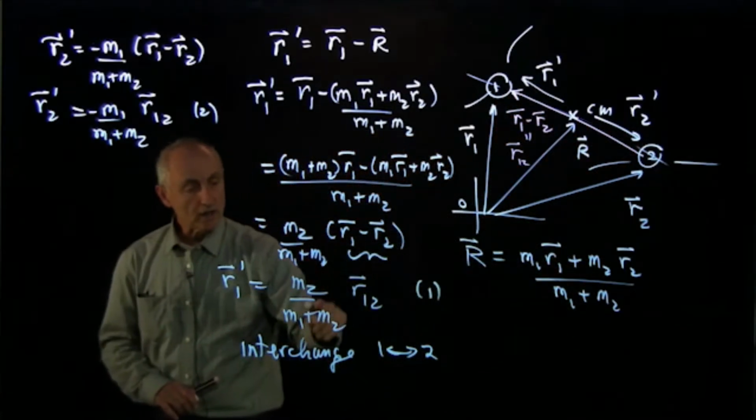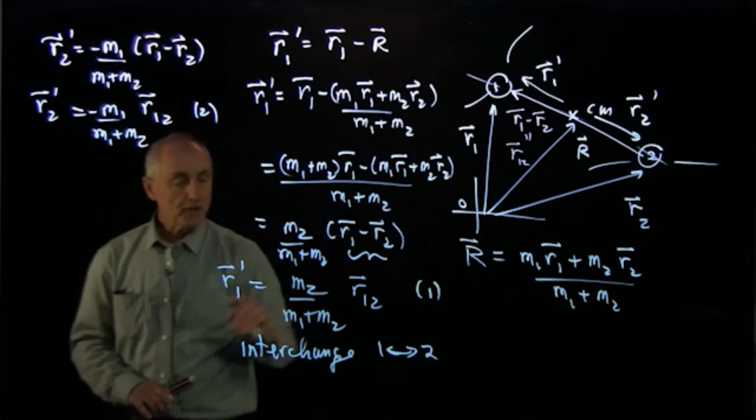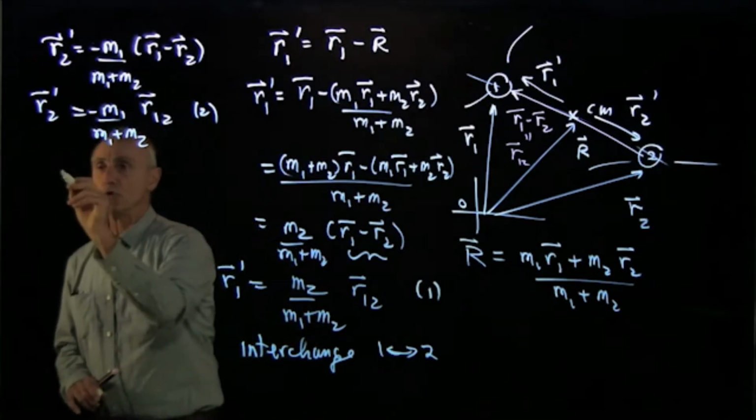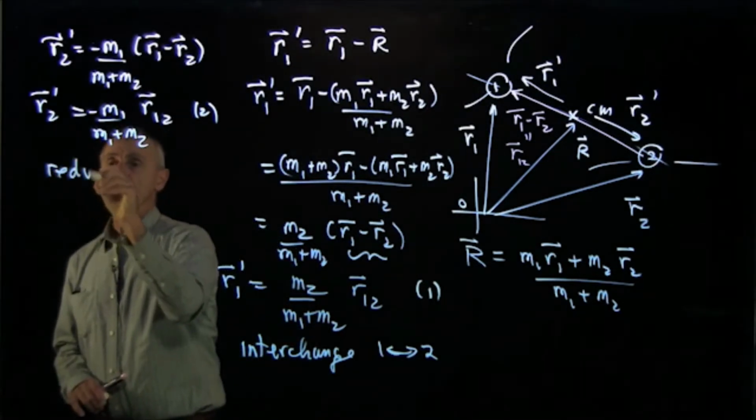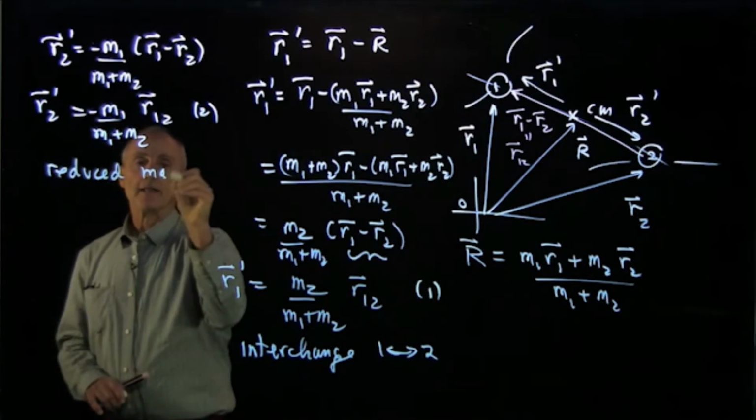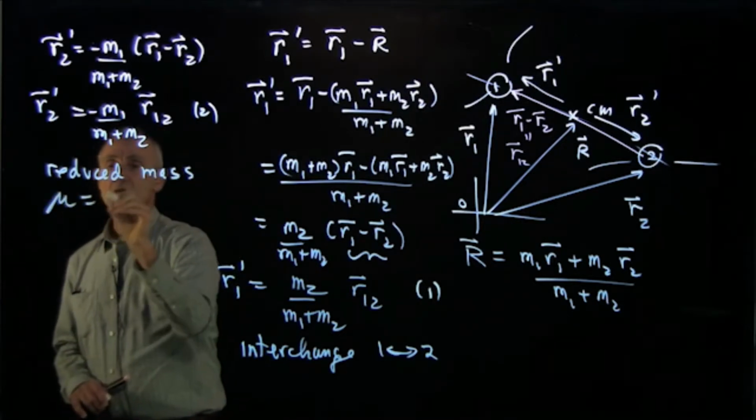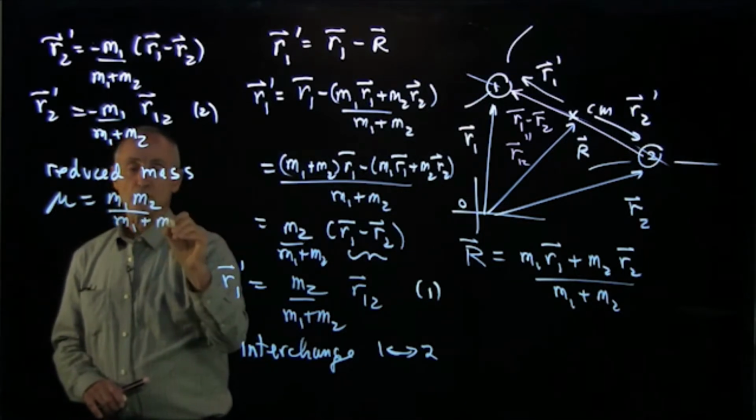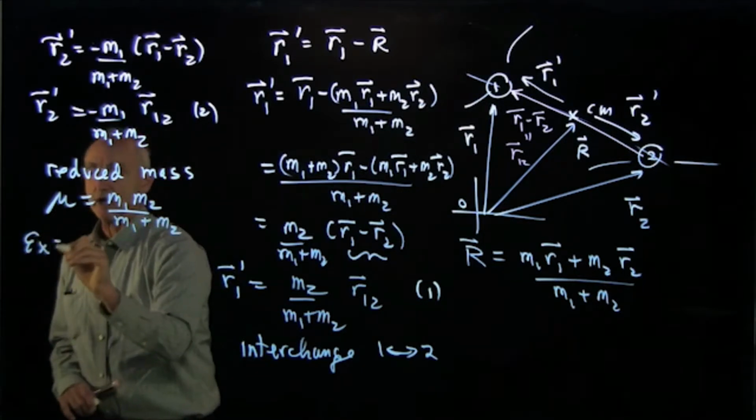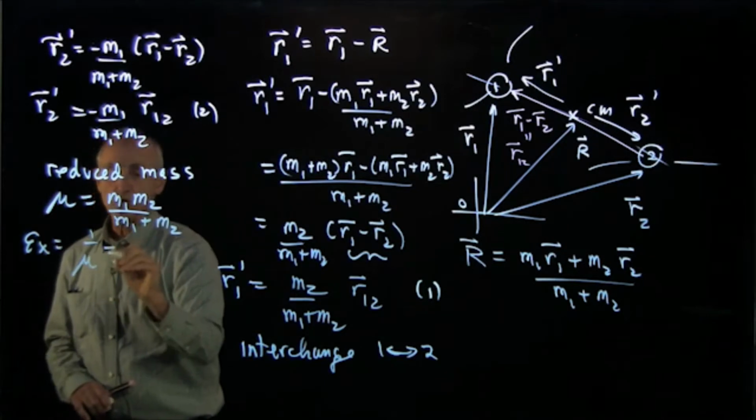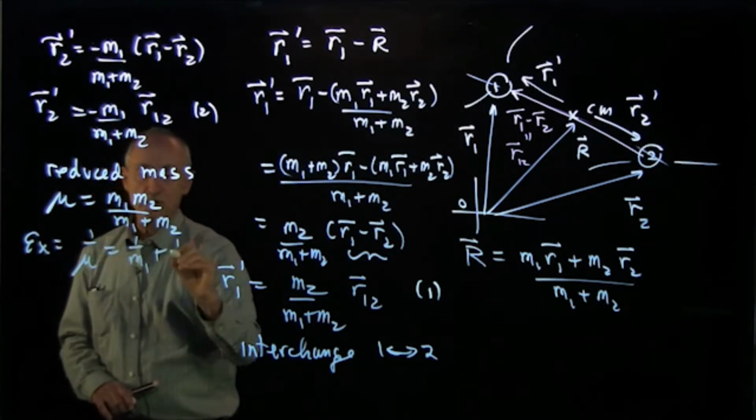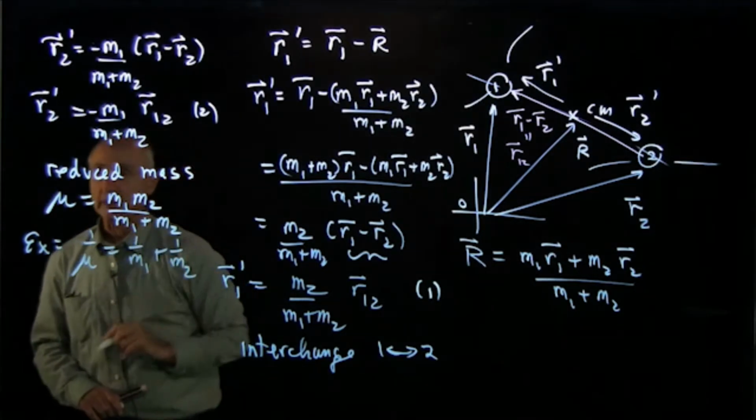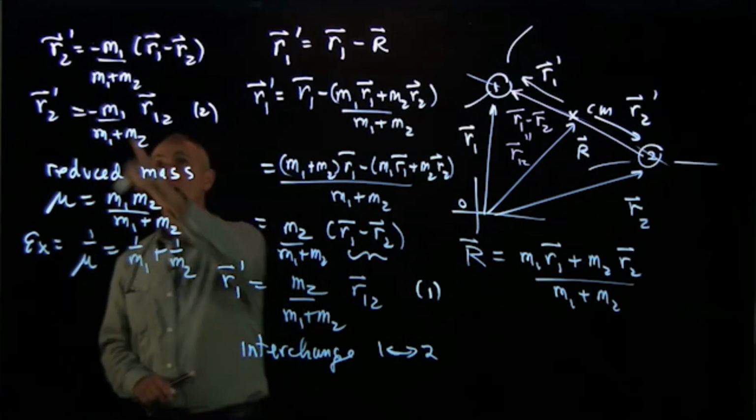Now, this quantity in here will appear often, and I'd like to introduce a new quantity called the reduced mass. And that reduced mass, mu, is the product m1 m2 over m1 plus m2. It's a simple exercise to see that 1 over mu is 1 over m1 plus 1 over m2, and we'll encounter that a little bit later.